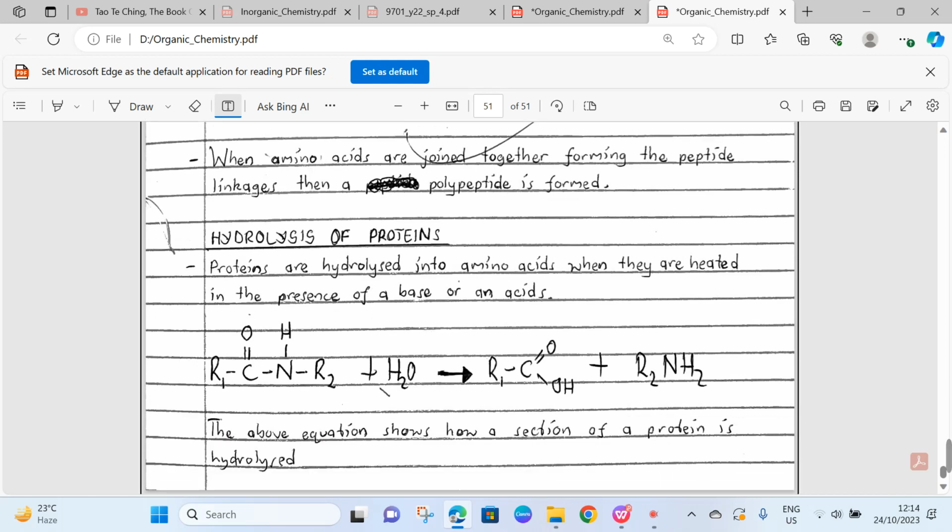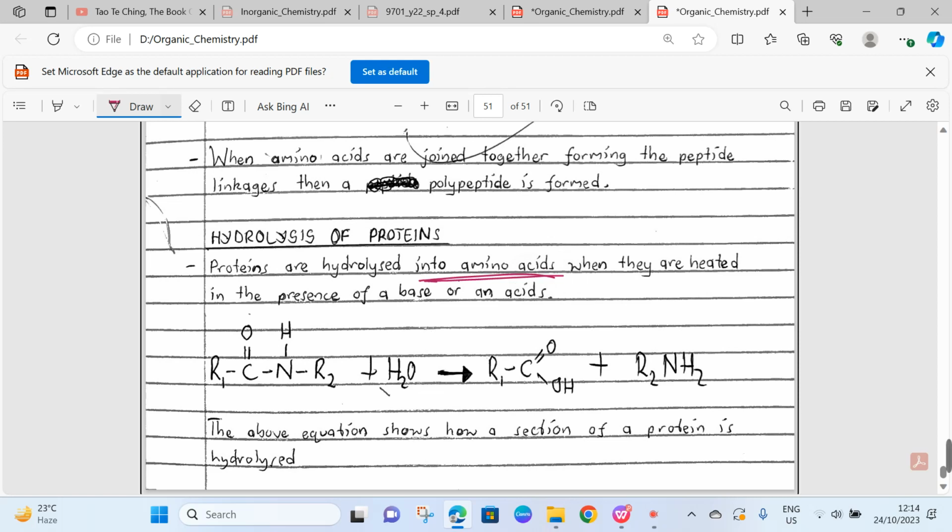And now, as I close, I want to talk about the hydrolysis of proteins. Proteins are hydrolyzed into amino acids when they are heated in the presence of a base or an acid. I think we've covered this. This is just a re-emphasis. When you're adding H2O there, it's like acid hydrolysis. You've just formed your carboxylic acid and your primary amine. That's all there is to it.